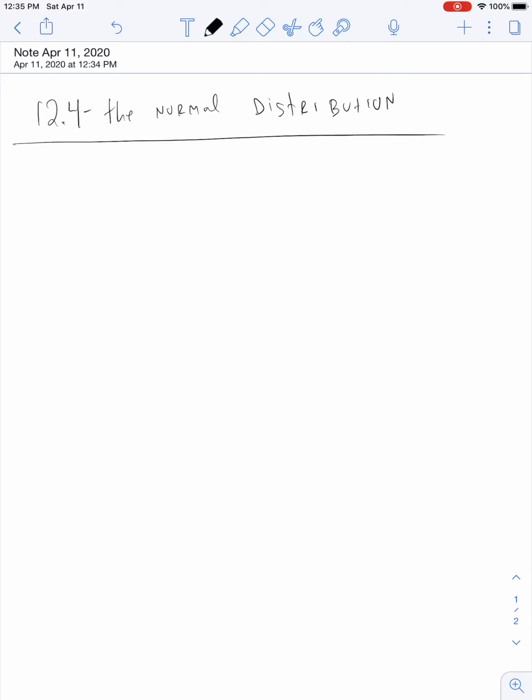Okay, so this section is 12.4, and we are looking at the normal distribution. So recall some of the things that we did in the past. If we have a list of numbers, remember, this just consists of data values.